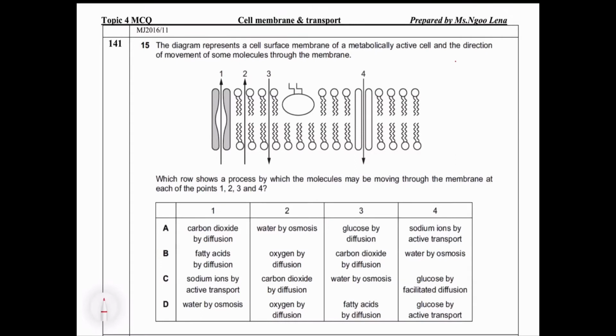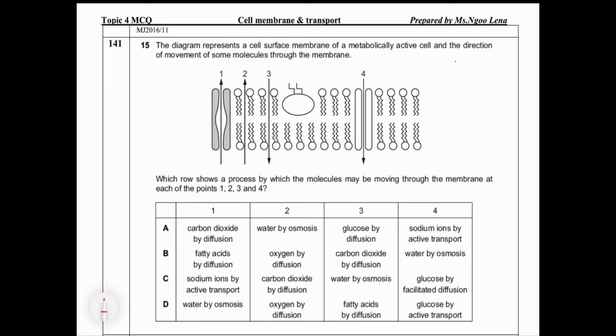This is a past year question from May June 2016, paper 11, related to topic 4 AS, cell membrane and transport. So this question is related to my previous teaching video where I introduced the different types of transport across membrane. So now let's relate to the diagram and identify the structures to see if you're capable of relating the structures to its function.